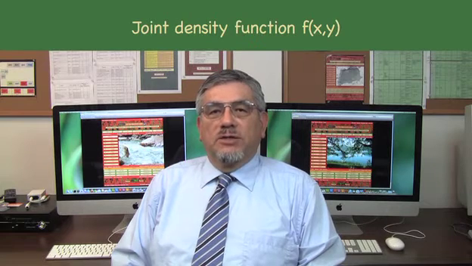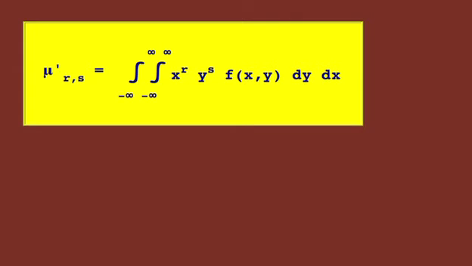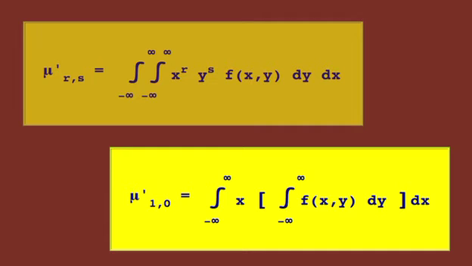Joint probabilities can be expressed as continuous functions. In this case, they are referred to as joint density functions with the notation f of x comma y. Moments provide descriptions of the properties of joint distributions. For continuous functions, the joint moment of order r and s about the origin is defined as follows. With r equal to 1 and s equal to 0, this equation reduces to the mean of x.